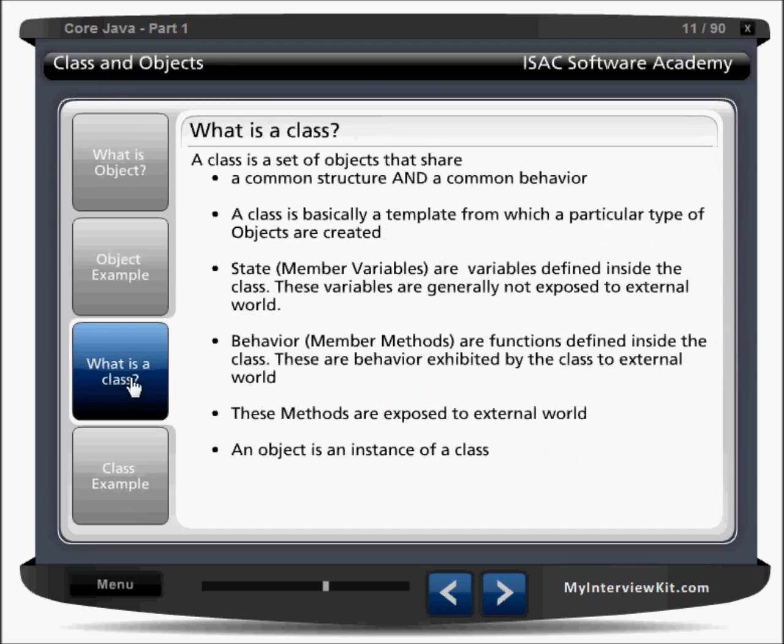Next, what is class? We can say class is a set of attributes and behavior. So every class is having some attributes, some behavior, I mean some functionality. And a class is a set of objects that share a common structure and a common behavior. A class is basically a template from which a particular type of objects are created. It is having a state, behavior, and these methods are exposed to the external world. So anyone can call these methods through an object of that class.